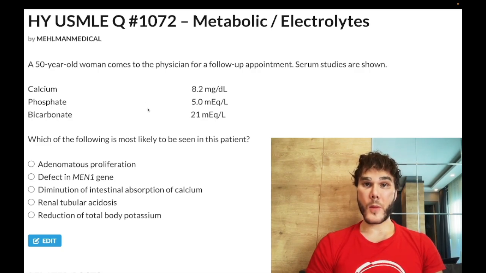So I'll talk more about the renal failure and the mechanisms a little bit as we move through. Let's just hop through. What's most likely to be seen? Choice A, adenomatous proliferation, wrong answer. Flowery, verbose answer choice refers to parathyroid adenoma, and you know it's not right because, as I just briefly mentioned, if this is primary hyperparathyroidism, then we'd have high calcium, low phosphate.